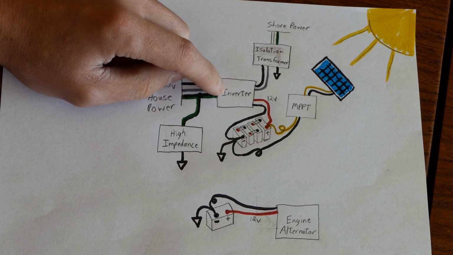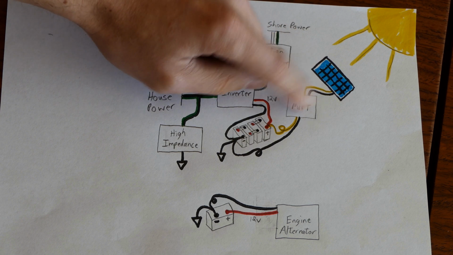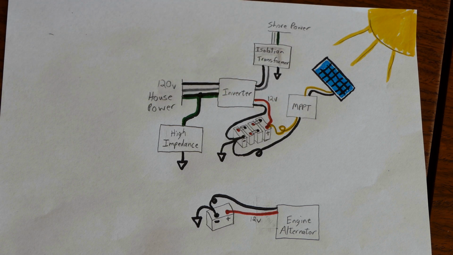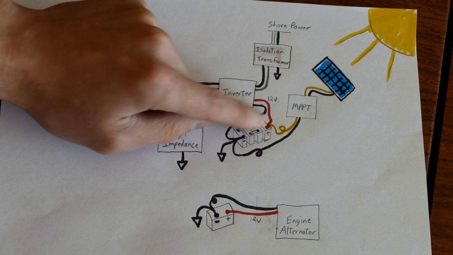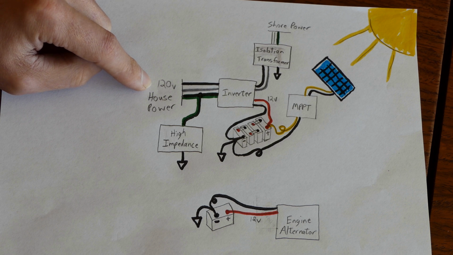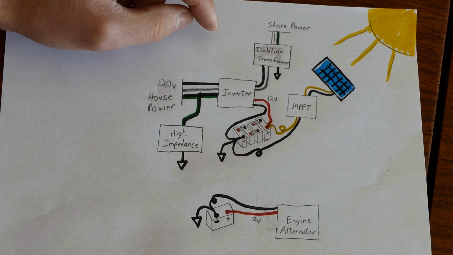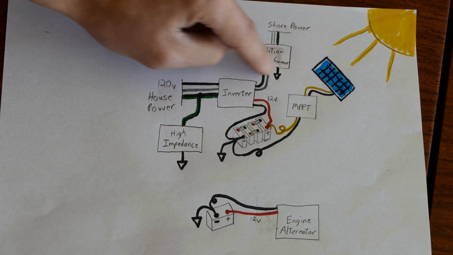So here we've got an inverter. Right now I'm planning on using the Victron 3 kilowatt inverter. And also I'm planning on using their solar charger as well. So the inverter turns 12 volt battery into 120 volt, like what comes out of your wall socket at the house. So that's basically what it's doing. The shore power here comes in. It has an isolation transformer.